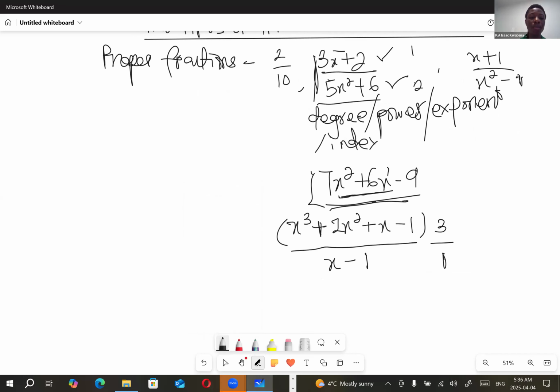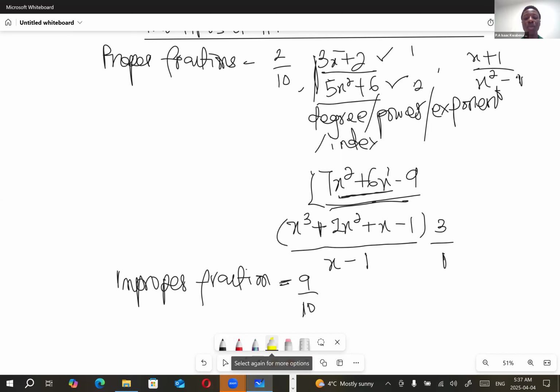Improper fraction. With this one, of course, is that kind of fraction where the numerator is bigger than the denominator. Then you can look at 9 over 10. You see, the numerator is way bigger than the base. Or let me use a number you'll be quick to see. So 9 over 3. It's improper.